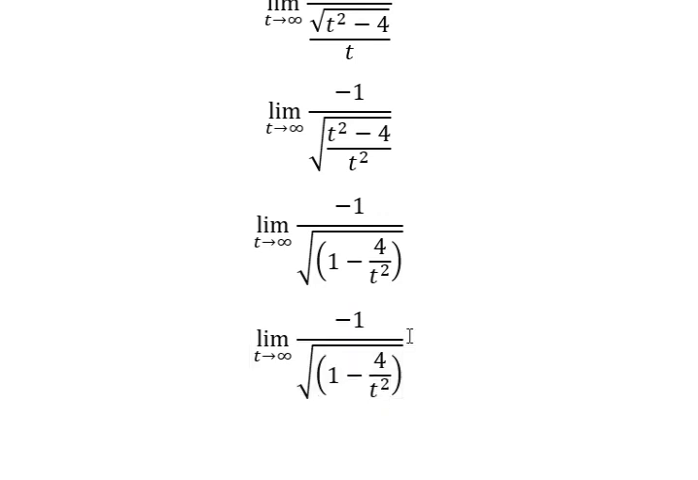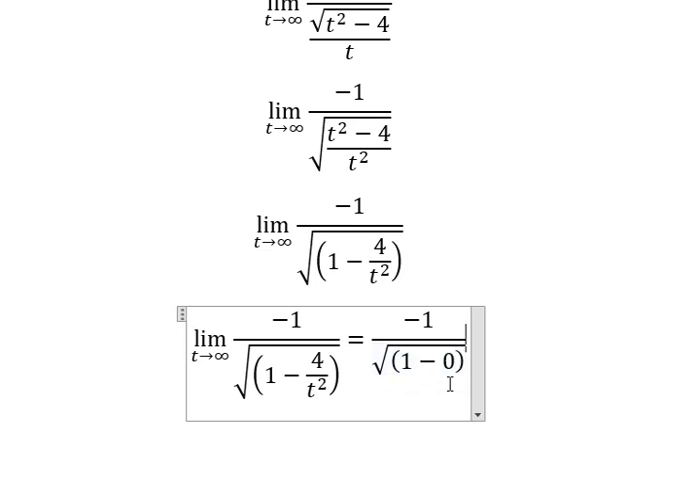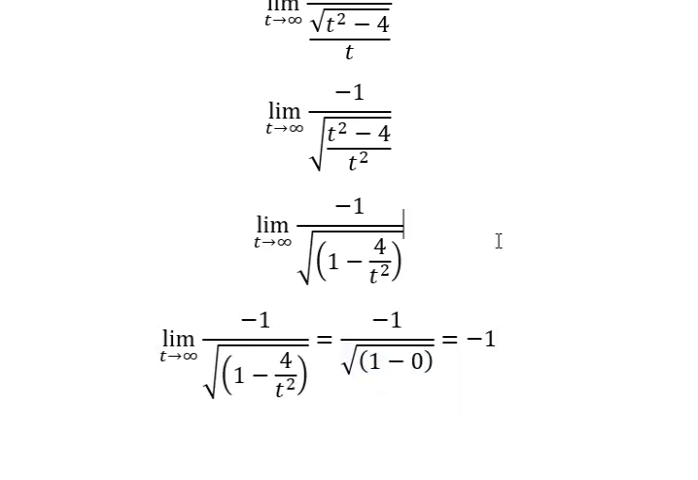So the final answer should be like this. And you get negative number 1. This is the end.